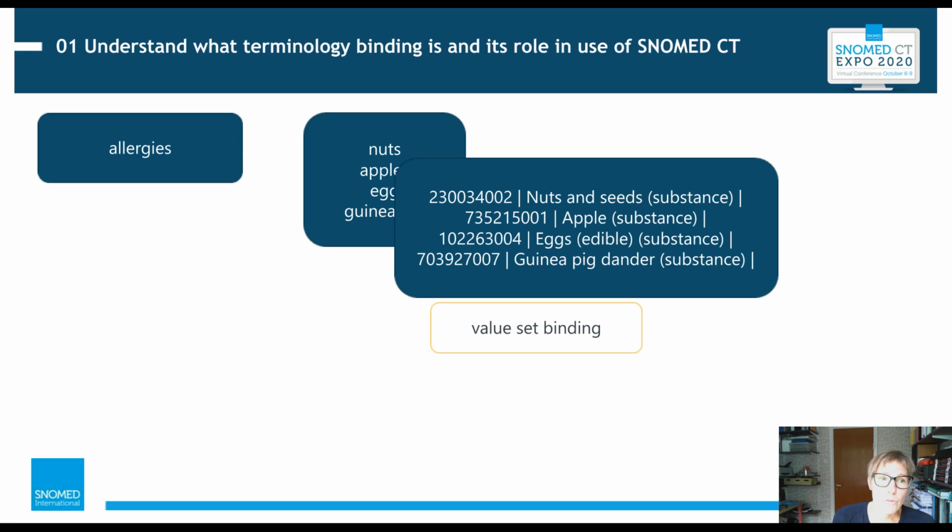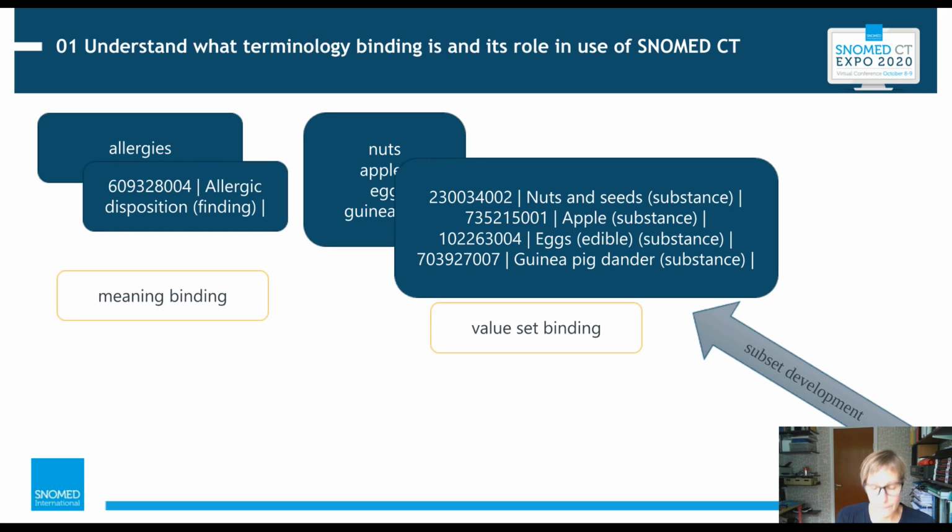And if you would do a value set binding, which is a type of terminology binding, you would choose relevant concepts for the value set. So these are four concepts from SNOMED CT. This is also called subset development. Basically, you're taking a small part of SNOMED CT and making it into a subset relevant for a certain area.